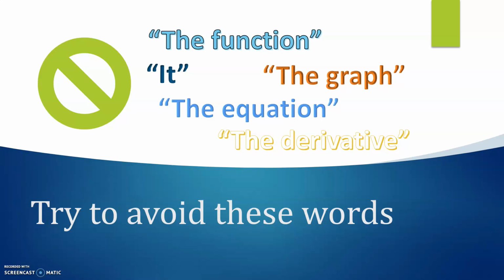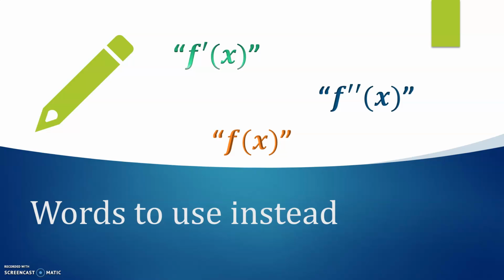When you're writing your justifications using the first derivative test, really try to avoid the words the function, it, the graph, the equation, the derivative, when you're talking about f of x or f prime. Be really careful to avoid those words because f is a function, but so is f prime. f prime is a derivative, but a derivative of what? f is a derivative of something, probably. So you have to be very, very clear and specific as you're talking. So really try to avoid those words in your justification and use these words instead. Name the function. So if you're trying to say f has a maximum value, then say f has a maximum value, not the function has a maximum value.